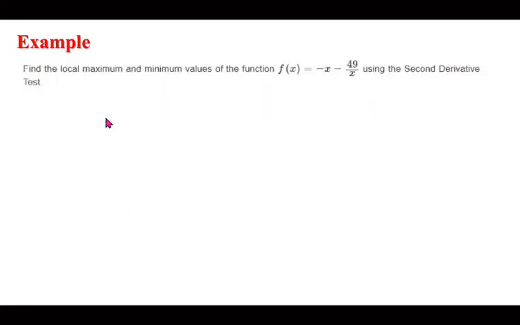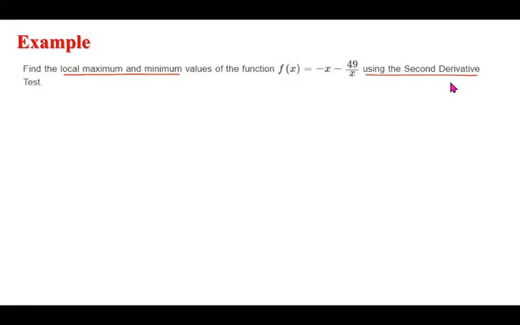Okay, here is the fourth example. We have to find the local maximum and minimum. You can have both values or just one value. So we have to determine the maximum and minimum value of this function, which is given here, using the second derivative. So we are using the second derivative test for this.